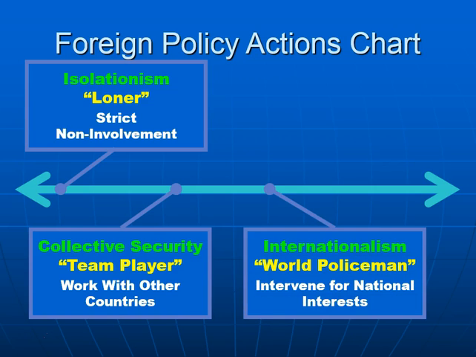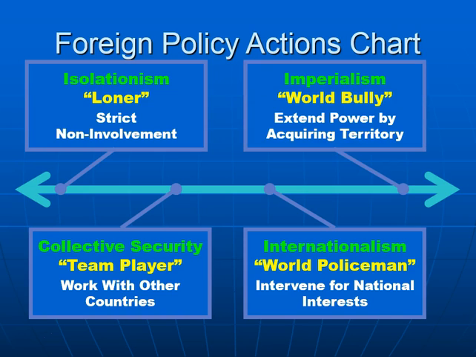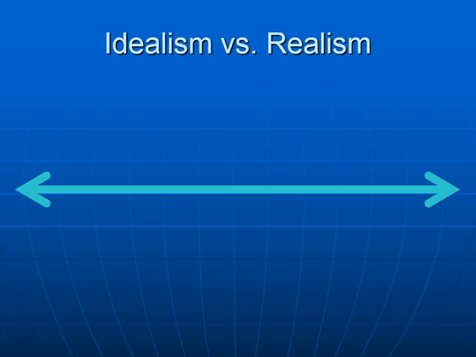Internationalism, or what's sometimes nicknamed world policeman, means that we will intervene in any case in which it's in our national interest. So anytime it will benefit the United States and the United States only, we get involved in foreign affairs. And then finally, there's the idea of imperialism, or sometimes what's nicknamed world bully. And this is where we go to try to take over territory just because we're the big bad United States and we can do so.